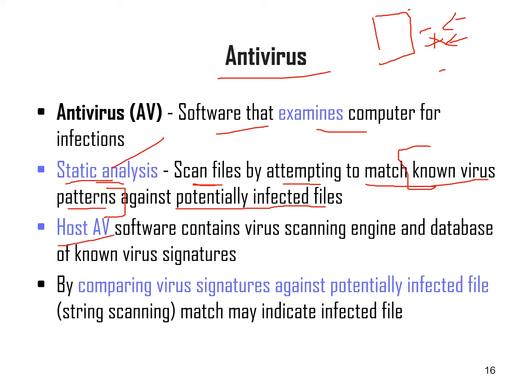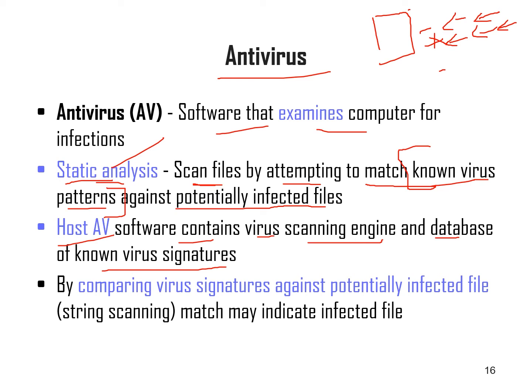Host AV is software that contains a virus scanning engine and a database of known virus signatures. Static analysis doesn't have any database. It will scan each and every file in the system, and if a file has some code related to unusual activities, for example unethical or illegal activities, that code will be detected and that file will be quarantined in static analysis.